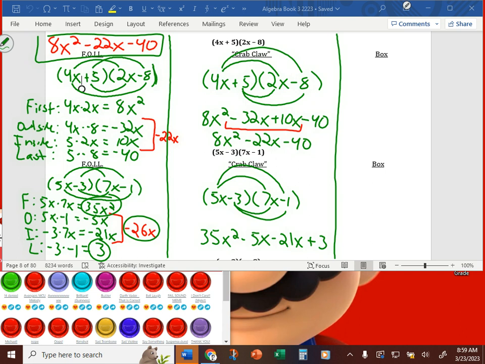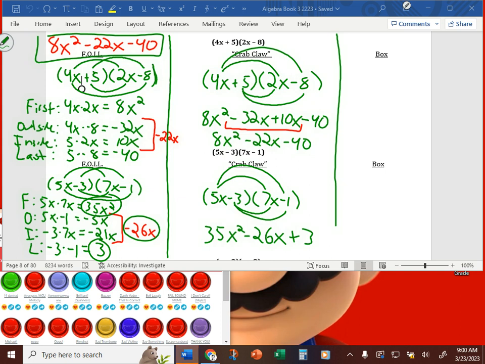Questions, comments, concerns, complaints, congratulations, or criticisms on the crab claw? Finn: You're going to simplify, right? Yes, we would simplify. I kind of squished myself here with space, but ultimately 35x squared minus 26x plus 3 would be your final answer. When you do this, it looks like a crab claw.